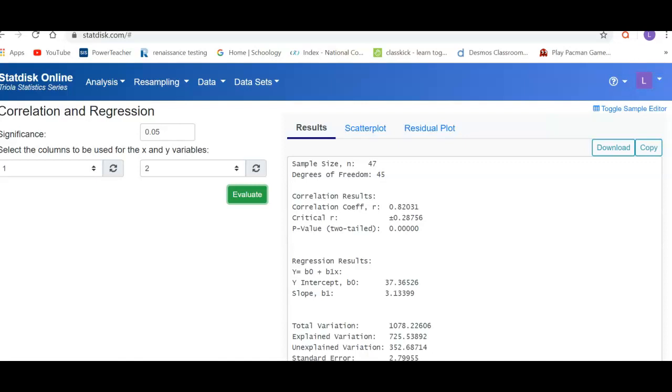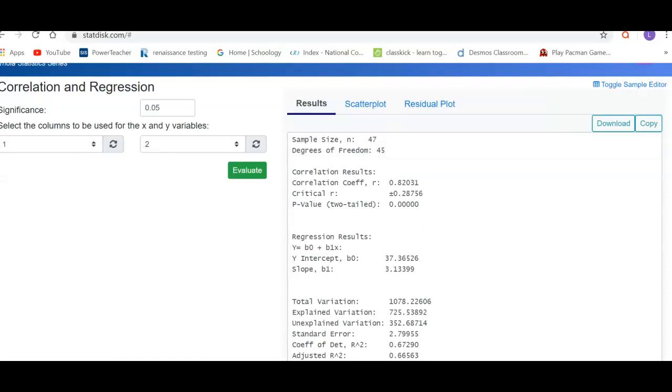We know we have the correlation coefficient. All right, we have the 0.05. We're going to use our critical values of plus or minus 0.287 and our R coefficient of 0.82. Now we draw those in, we have our p-value here, and we can also write our equation of our line from the 37 and the 3.133. So now let's go back to our data. Make sure you have all your data written down.